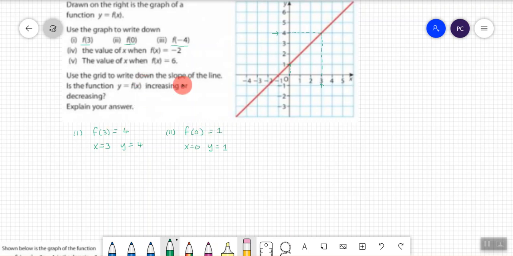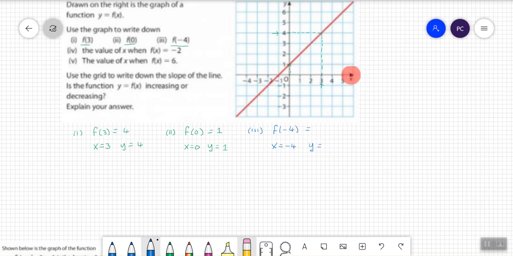Okay, so that's that one, and then the last one is f(-4). So this is part 3. Again, it's the same thing. When x is equal to -4, what's y equal to? And we want to use our graph to work this out.